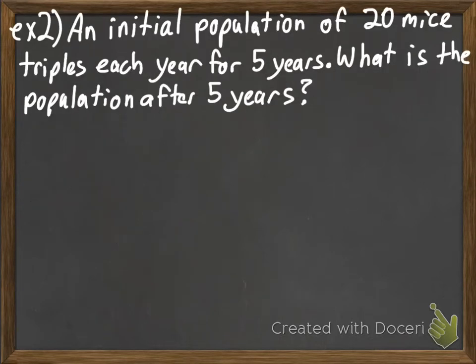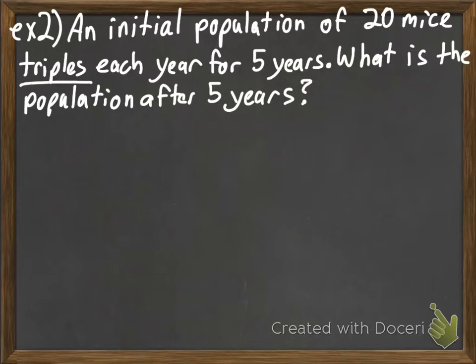So our second example, we're going to talk about mice. So we say an initial population of 20 mice triples each year for 5 years. What is the population after 5 years? Well, the first thing we always want to establish is which exponential growth function are we going to use. And I do not see a percent here, and I see this word here.